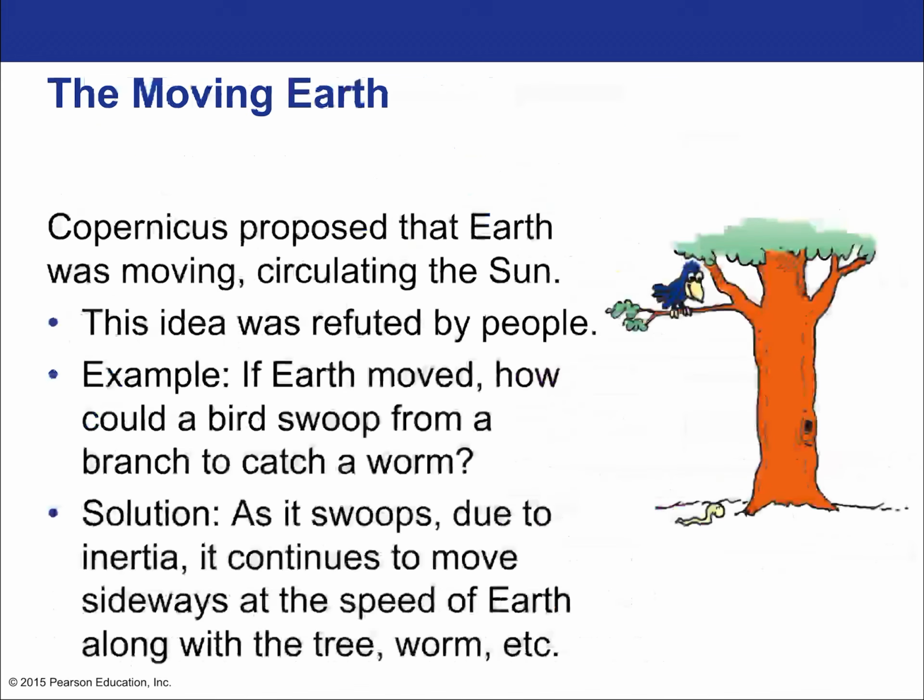Okay, now Copernicus proposed that Earth was moving, circulating the sun. Wow. That was the Copernican revolution, it's called, the heliocentric model. Finally, the Earth wasn't the center of the universe. Okay, this idea was refuted by people. One reason it was refuted was because if Earth moved, how could a bird swoop from a branch to catch a worm? Because it seems like the Earth would fly away underneath the bird, wouldn't it? If the Earth is really moving at high speed, think about that.